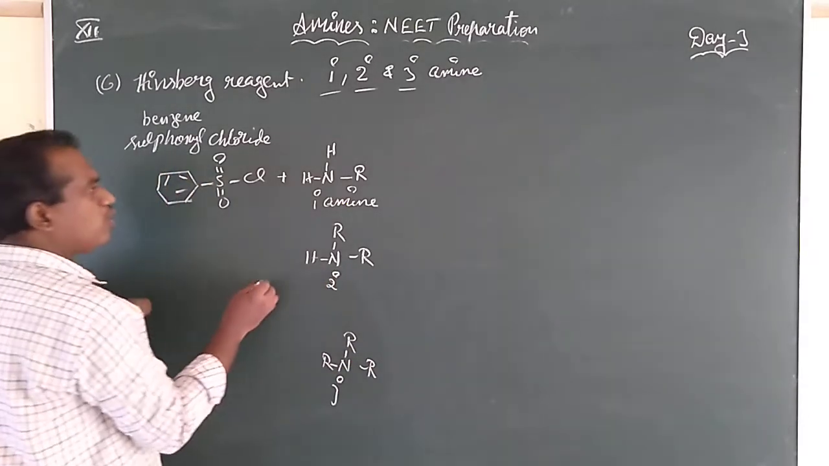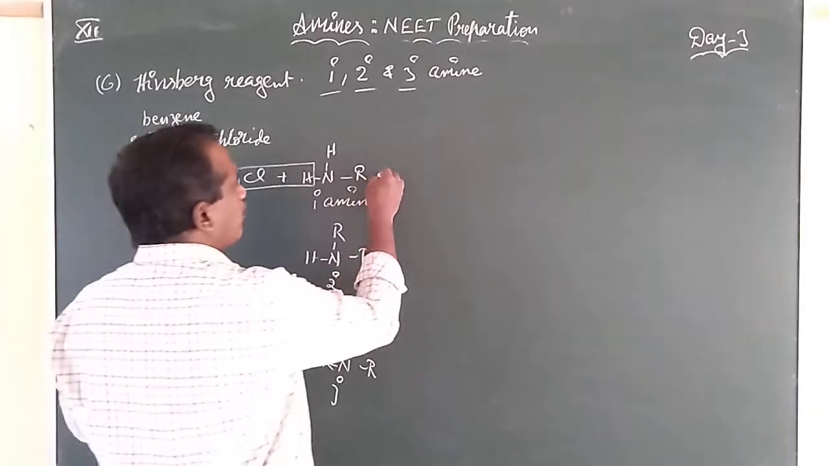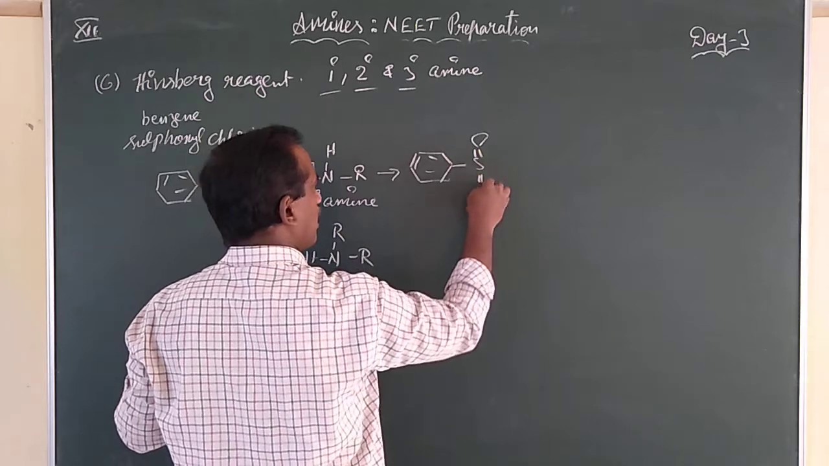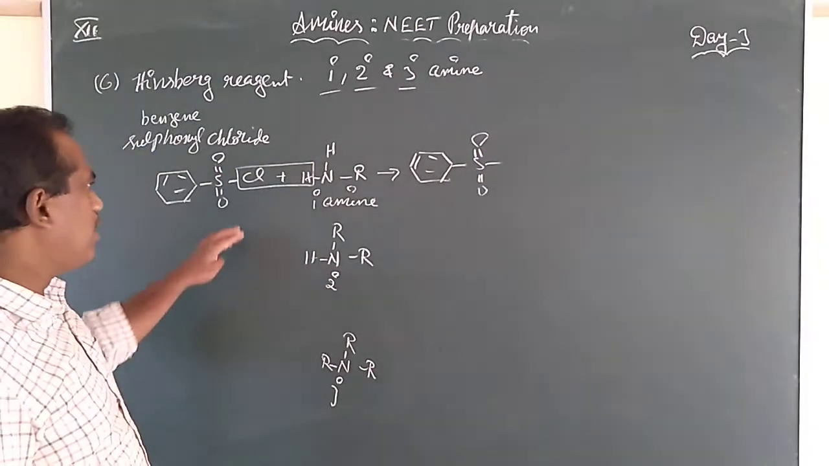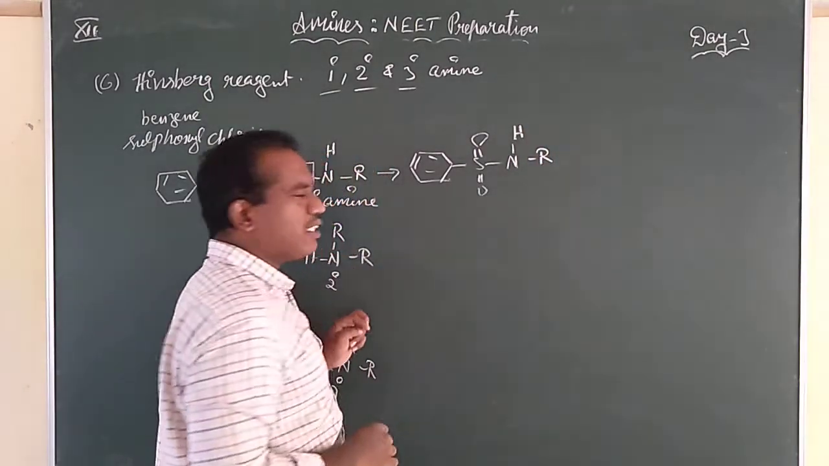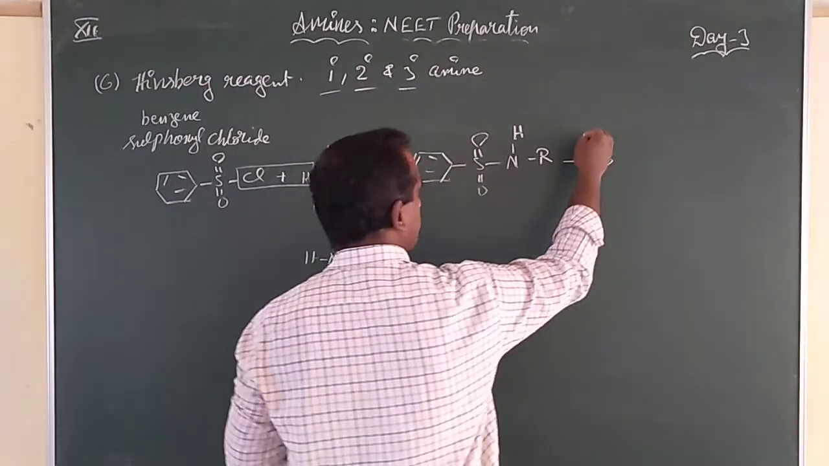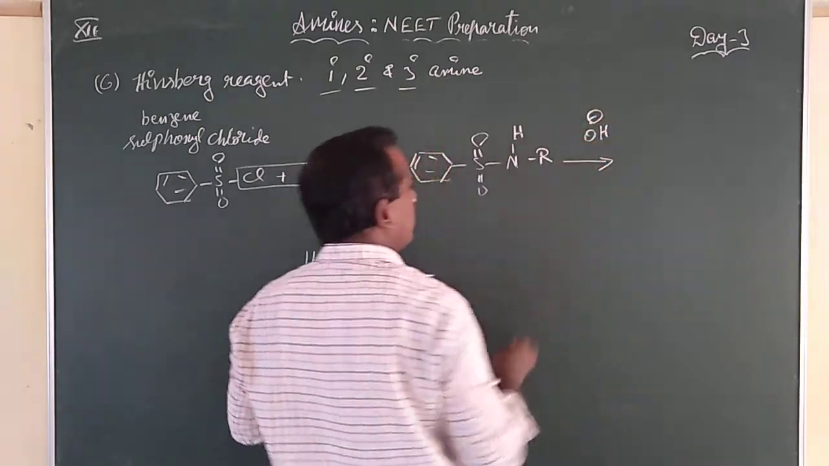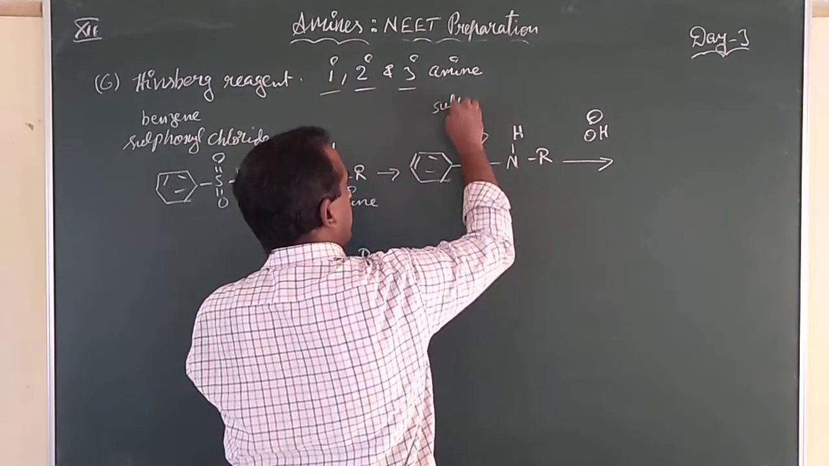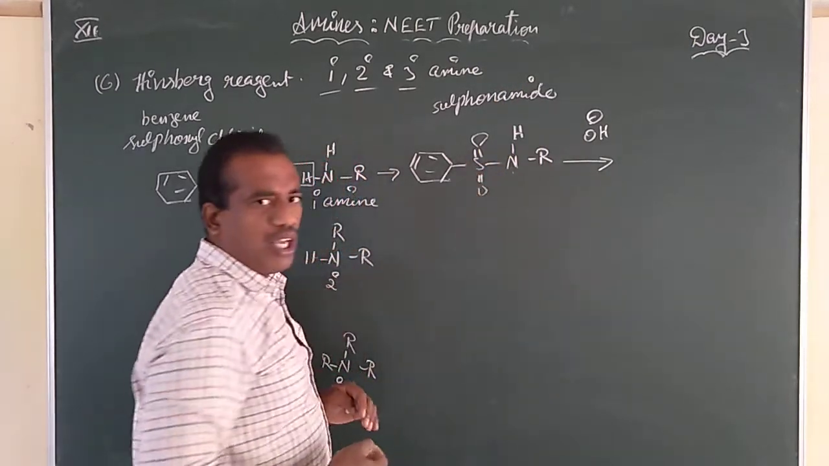So once you react the Hinsberg reagent with a primary amine, it forms sulfonamides. They will form the sulfonamides. These are a class of drugs, antibiotics you can say, sulfonamides, antibacterials. It's a sulfonamide drug. Here the point is, once you further react this with a base, the intermediate sulfonamide has the nitrogen bonded to the SO2 group.